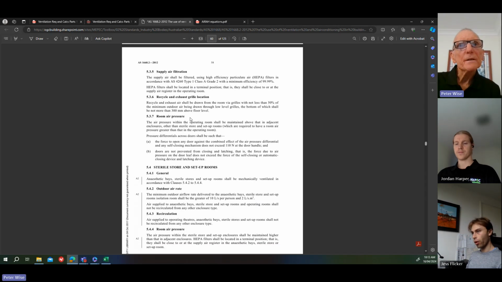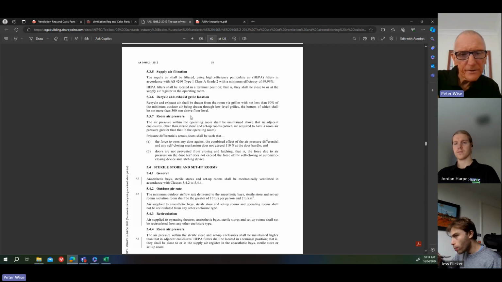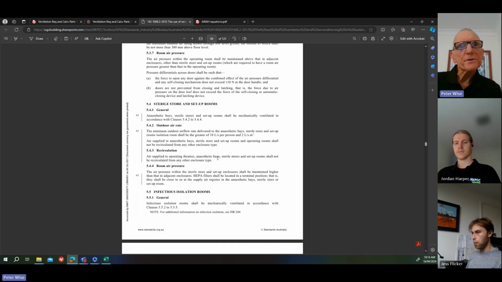And room air pressure, the air pressure in an operating theatre is always higher than surrounding areas. So you do that by your air balance. And if you're looking at an operating suite where you have several operating theatres and then surrounding areas, you've got to do a pressure balance calculation. So you have, say, 30 pascals in the operating theatre. The corridors outside might be at 20 pascals. Other areas might be at 10 pascals, so that you've got a cascading effect of the air. The air's going away from the operating theatre. You've got no air leaking into the operating theatre because you don't want to bring contaminants into the operating theatre. So that's what this is talking about.